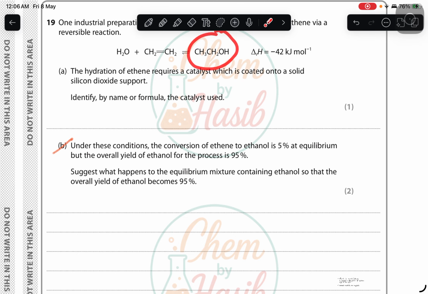So you remove this, or you say you have liquefied this compound. If you liquefy this, the concentration of the gas would decrease, right? So the position of equilibrium will shift to the right. So that's one way. Another way to increase the yield is to recycle the unused reactants. If you keep on adding them here, the concentration of these two substances increases, so the position of equilibrium will also shift to the right.